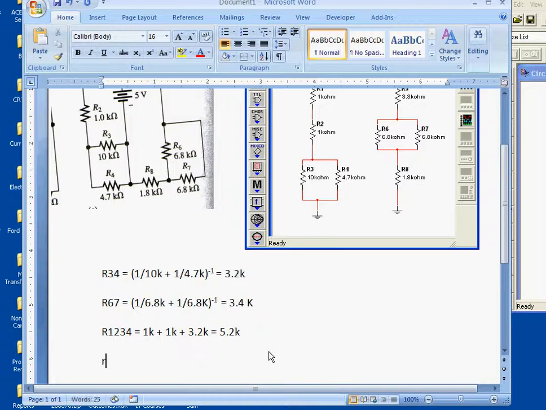Okay. And on the other side we're going to have R5, 6, 7, and 8, which is going to be equal to 3.3K plus 3.4K plus 1.8K, which equals what? 6.7, 7.7, 8.5K total.